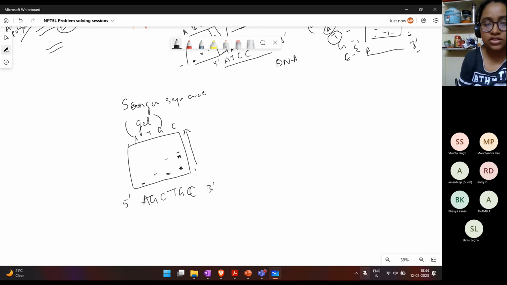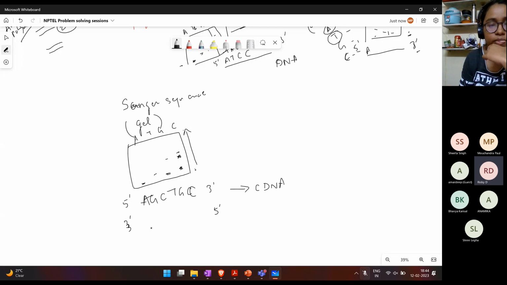Now in the question they have mentioned that this is cDNA, correct? They have mentioned that this is the gel electrophoresis of the cDNA, which they obtained by Sanger sequencing, right? This is your cDNA sequence. Now you have to write the complementary.